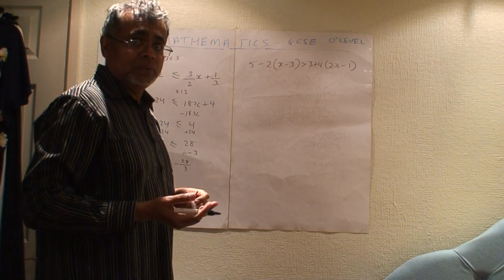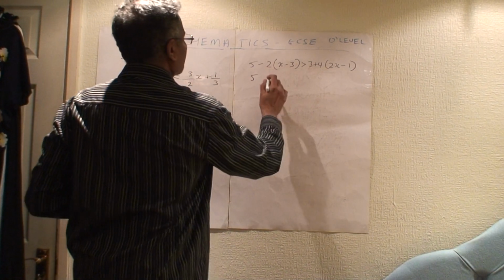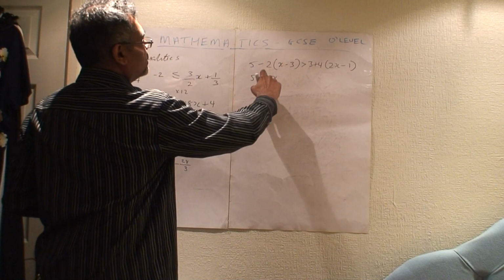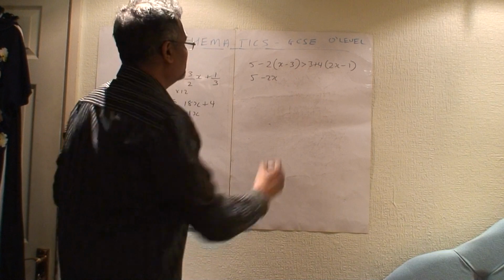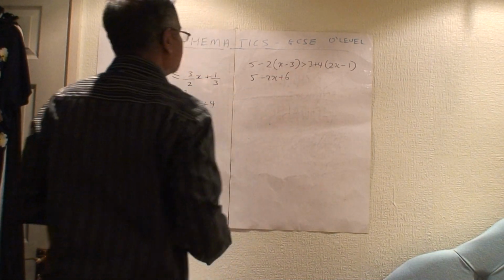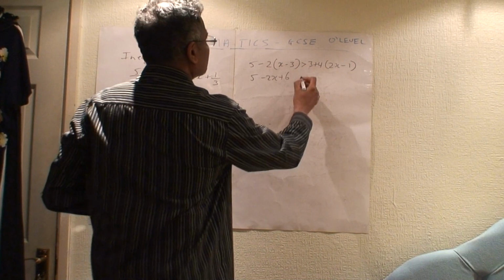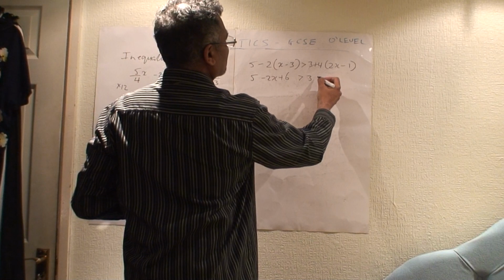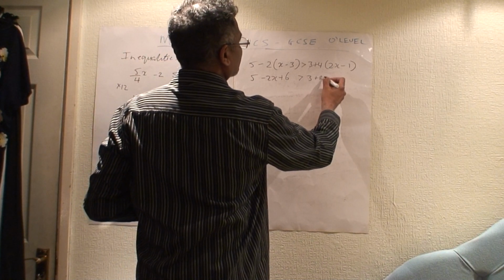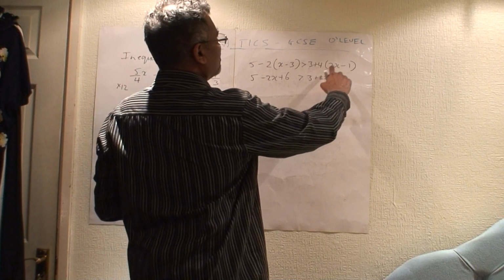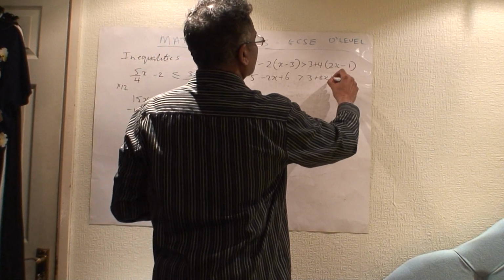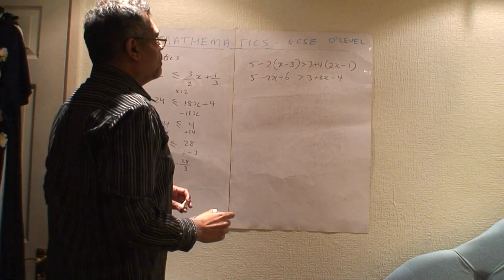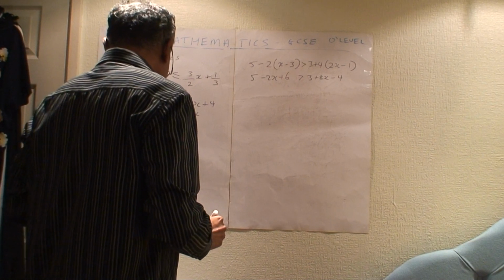What we need to do now is to remove the brackets, so that means that's 5. Minus 2 multiplied by x is minus 2x. Minus 2 multiplied by minus 3 gives you a plus 6. Okay, we have a 3. Now 4 multiplied by 2x is 8x. 4 multiplied by minus 1 is minus 4.